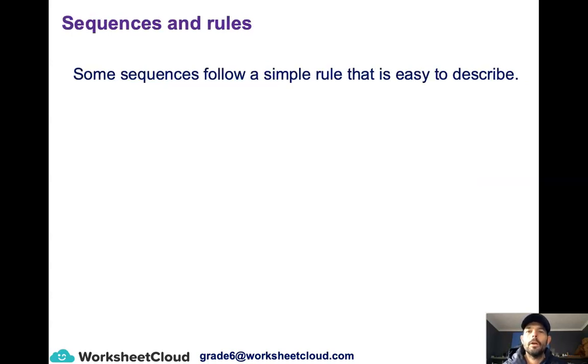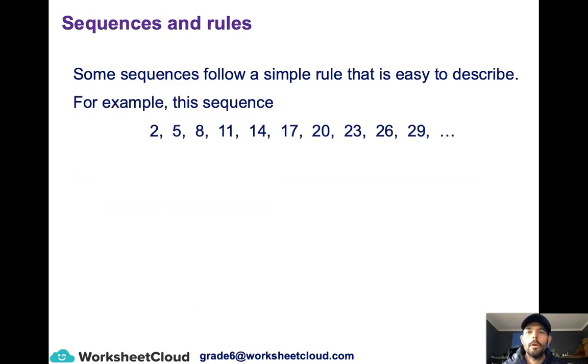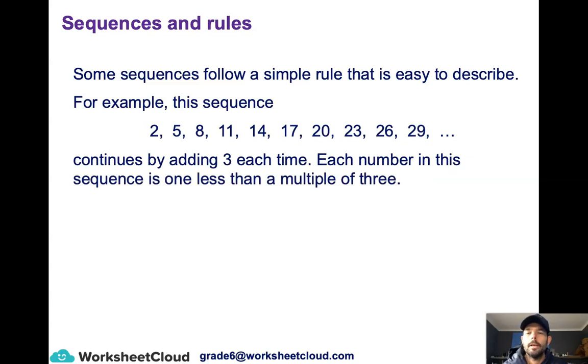Some sequences follow a simple rule that's really easy to describe. An example of this is the sequence in front of you, where all we're doing is adding 3 each time. Sometimes that's really easy to identify. We can also see that the numbers in that sequence are 1 less than a multiple of 3. So 2 is 1 less than 3, 5 is 1 less than 6, 8 is 1 less than 9. So it's going up in 3s, and the numbers are also 1 less than the corresponding 3 times table.